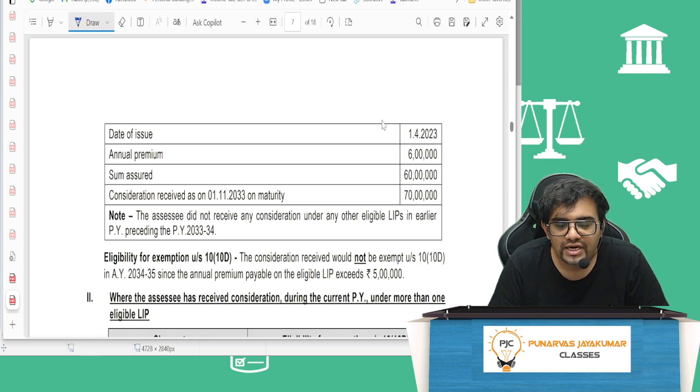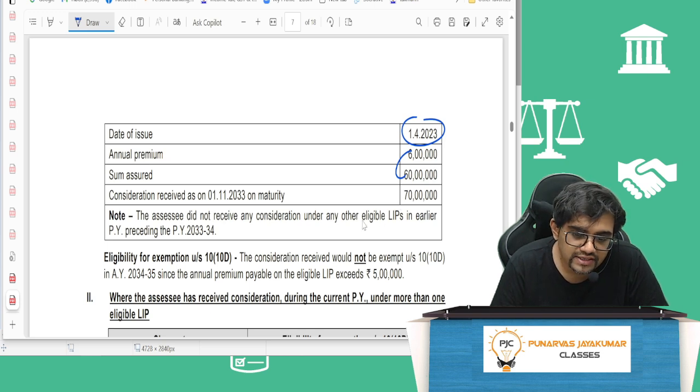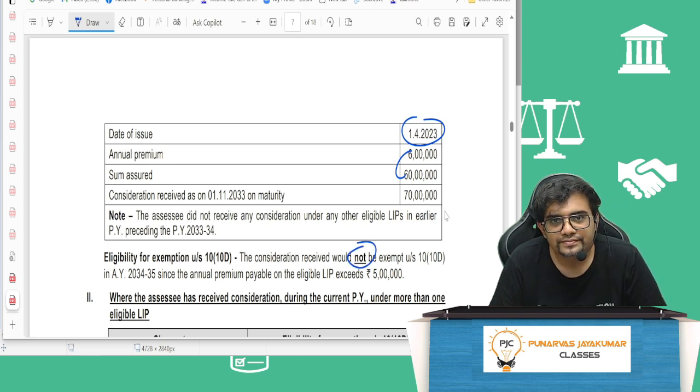Here you see, condition number 1, is it issued on or after 1/4/23? Yes. Second condition, is the premium less than or equal to 10% of the sum assured? Yes. Third condition, is the premium more than 5 lakh? Yes. The premium is more than 5 lakh and so no exemption.